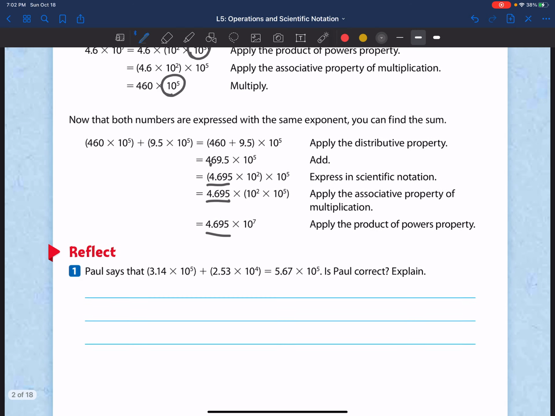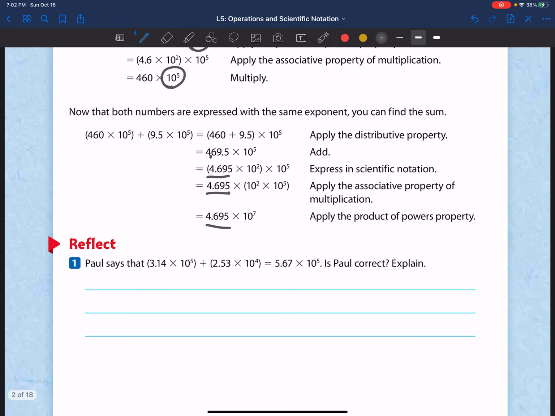All right. So let's go ahead and go to the reflect question, which is our exit ticket for today. Again, I hope that you've already reviewed or tried this on your own before you review this. All right, Paul says that 3.14 times 10 to the fifth plus 2.53 times 10 to the fourth is equal to 5.67 times 10 to the fifth. Is Paul correct? And explain.